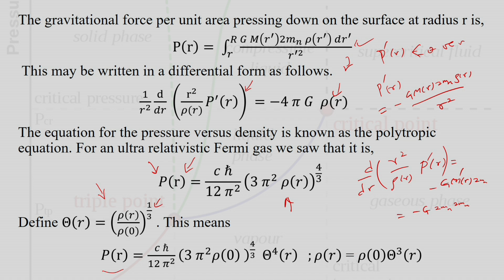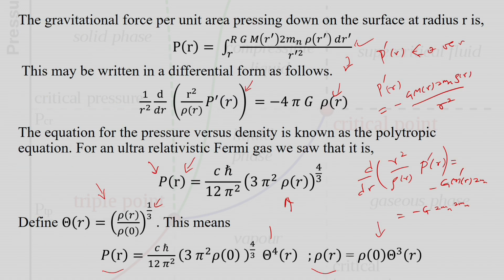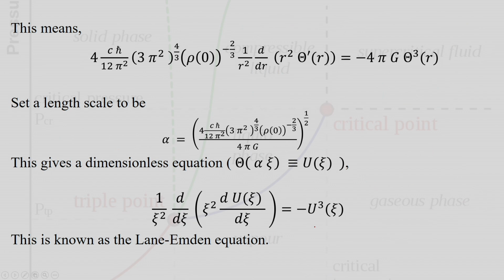Then I end up getting these two formulas. The p becomes related to the 4th power of theta, and the rho becomes related to the 3rd power of theta. That is the beauty of this theta definition, because the pressure is some integer power of theta and the density is some other integer power of theta. Now I am going to go ahead and substitute this pressure here. When I do that, I get this result.